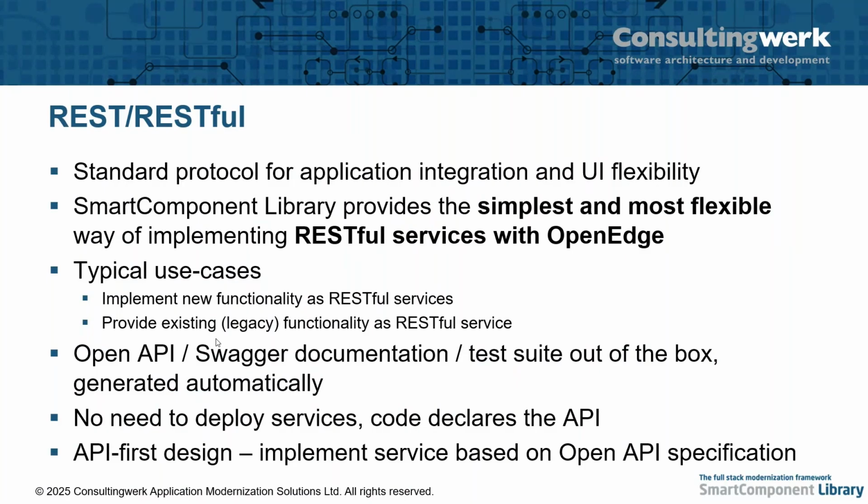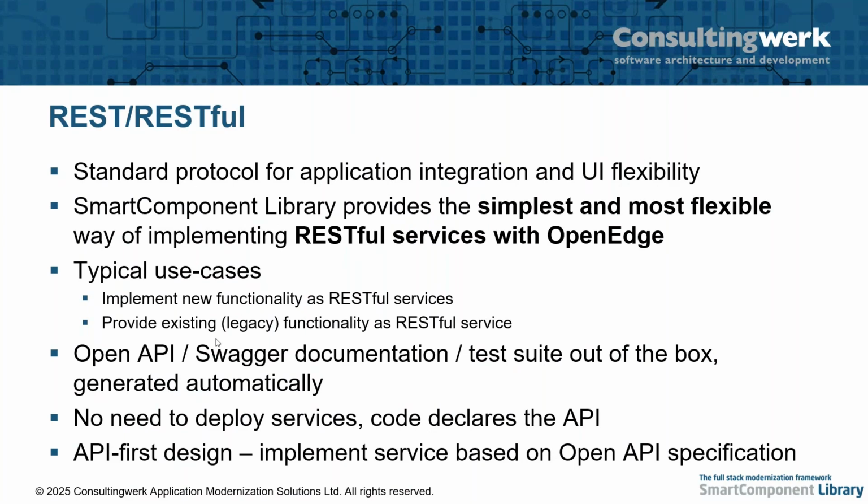We provide an Open API Swagger documentation straight out of the box. I'm going to be using that in one of the demos later. Yeah, we don't need any deployment or web applications or WAR files or whatever. We just put some annotations in the code, and that declares the API at runtime.